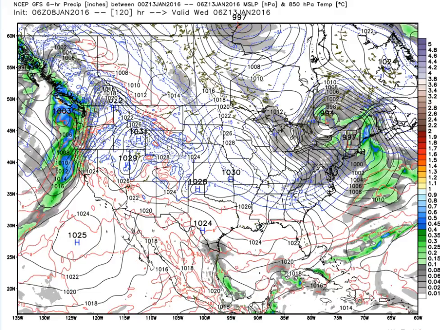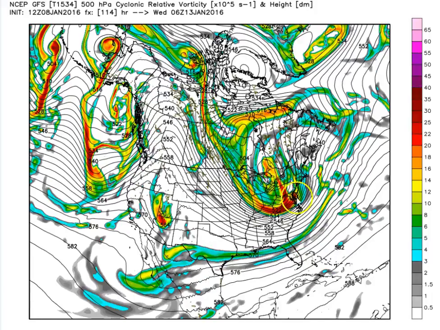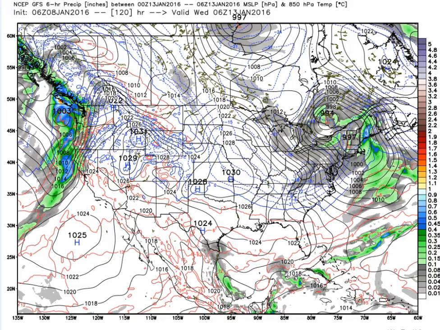because like I showed you, the energy here is not shooting out ahead of the surface system. It's staying back, and it's giving that baroclinic zone a chance to hit the warm water and have the energy feed into it. So that's interesting to me.